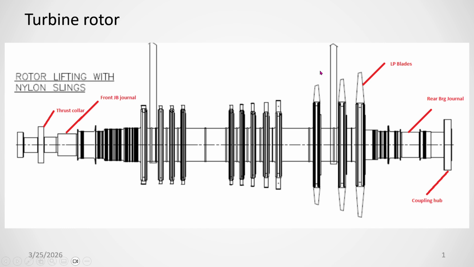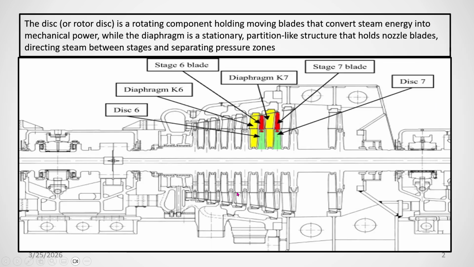We have to put two nylon rope sealings. If you use metal sealing, there is a chance that scoring marks may be generated here and here. But if you use nylon sealing, there is no chance the shaft or rotor will be damaged. Not only that, it will hold the rotor so that it is always lifted in a horizontal condition. So these are the parts of a turbine rotor.